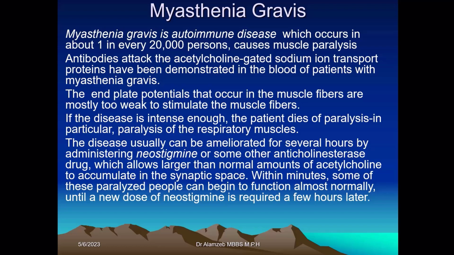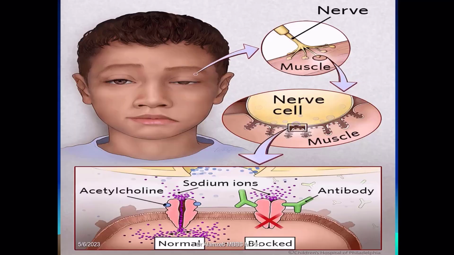Within minutes, some of these paralyzed people can begin to function almost normally until a new dose of neostigmine is required a few hours later. So we have fewer receptors for the acetylcholine. This is a patient with myasthenia gravis.